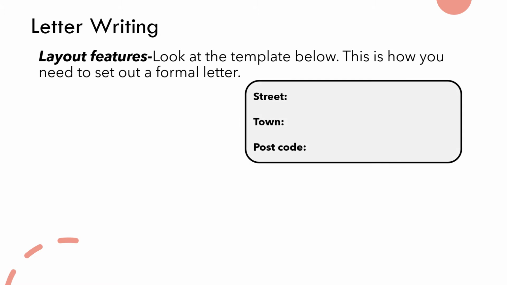So the first thing you need to think about is including your own details. So your street, the town, or the postcode. So the writer's address will go here. I would advise you not to use your own details. I'd say to make them up just to make sure that you're being safe and cautious when you're writing your response.